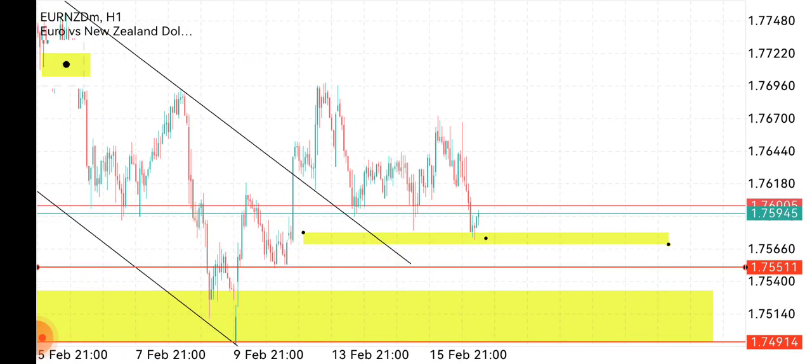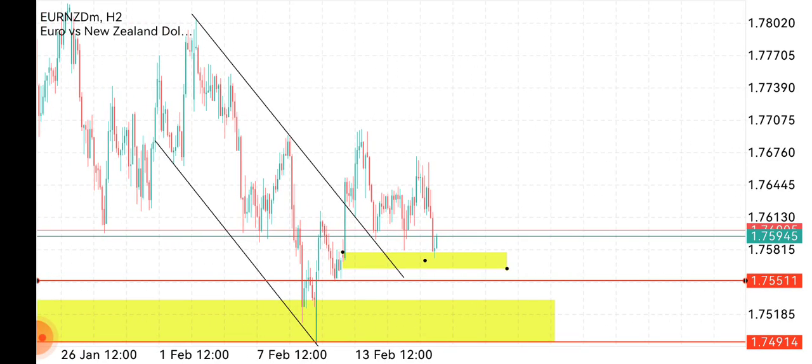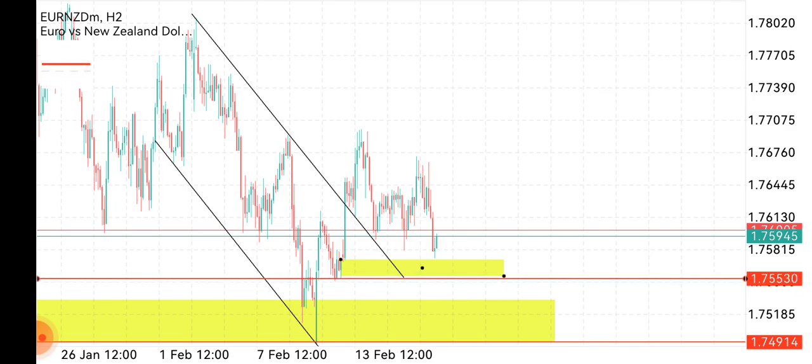Man, this market might leave us behind, bro. So let me go to H2. I don't want this market to leave us behind. So when the market opens, I'm expecting us to buy here. Or let's do this: I'm expecting the market to give us a rejection inside here.